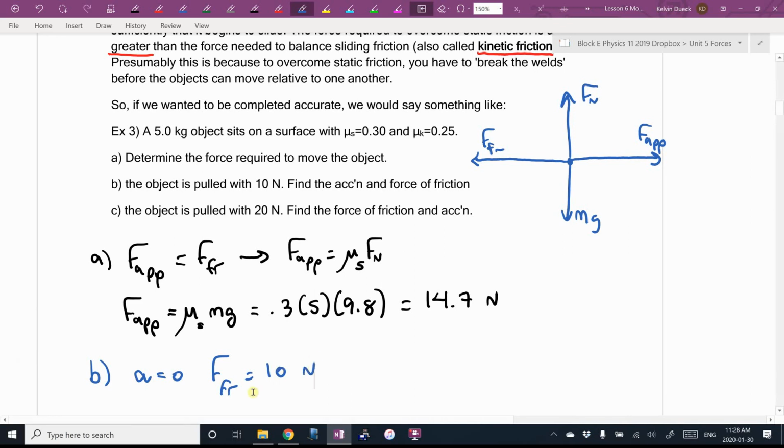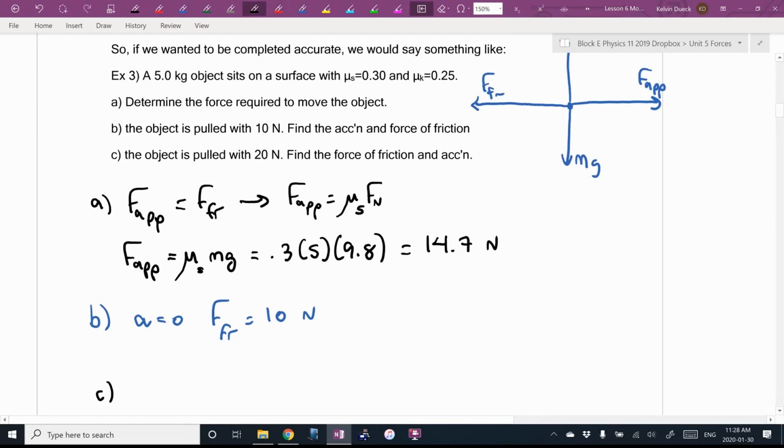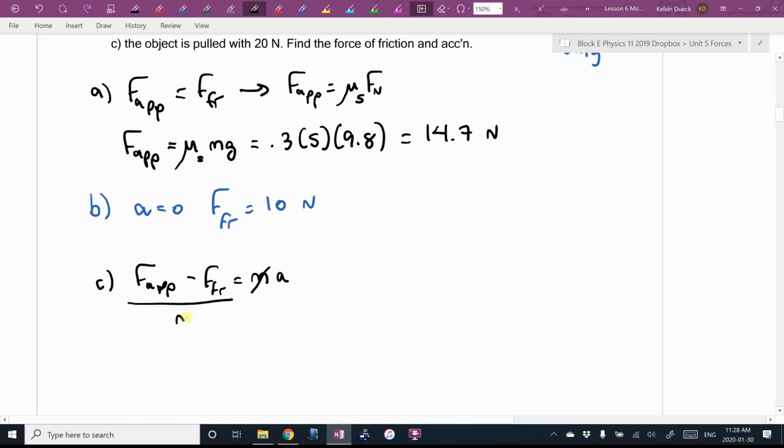C. How hard am I pulling in part C? Is that enough to get it to accelerate? Oh, but now that it's started to move, I'm going to use mu kinetic. So I'm going to go to my free body diagram, except in this case, we are accelerating. So I'm not going to redraw it. I'm going to imagine it. Who's winning, who's losing, equals ma. There is an acceleration. So my equation is going to be F applied minus friction equals ma. They want me to find a. I'm going to divide by m.